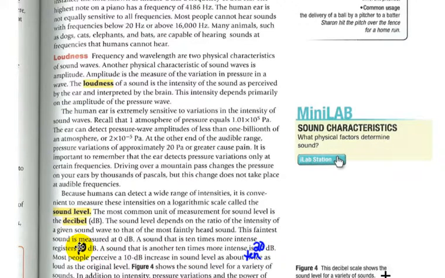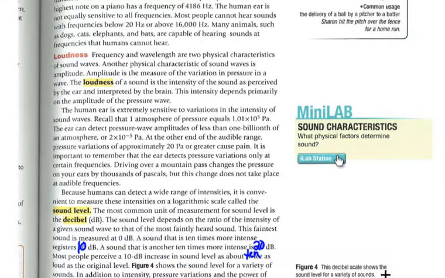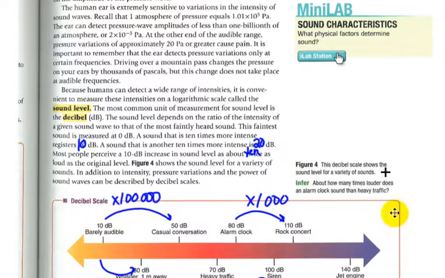I'll get you to change that to a 10. A sound that is another 10 times is 20 decibels. So for every increase of 10 on the decibel scale, it increases by a factor of 10. So if we're going from 10 to 50, that's 5 number 10s multiplied together, so that gives us 100,000. Most people perceive 10 decibel increases in sound level as about 10 times as loud as the original level.